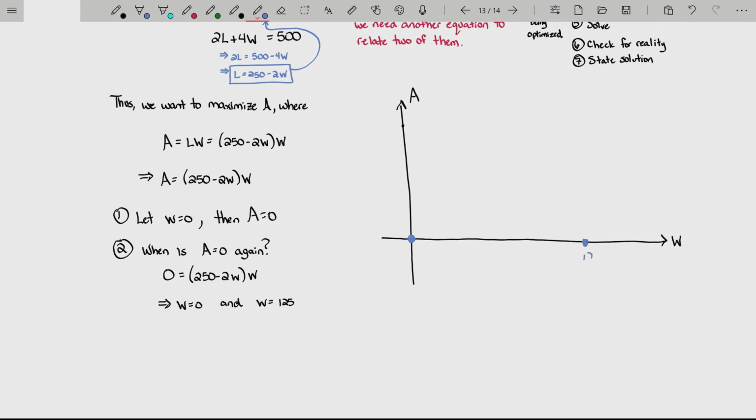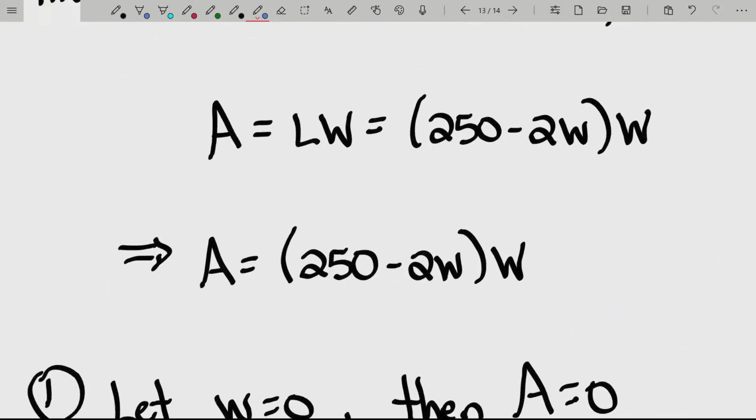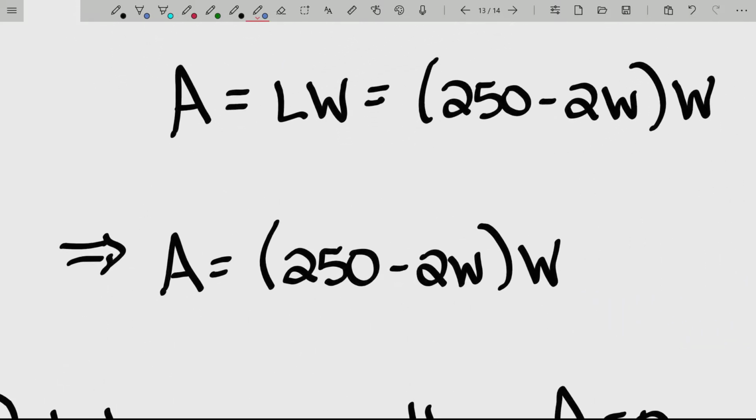Somewhere way over here is 125. Halfway between is where the vertex will be. Because remember, this is a quadratic function. Had you multiplied through, which I'm not asking you to do, you would have gotten negative 2W squared plus 250W. That is an upside down parabola.